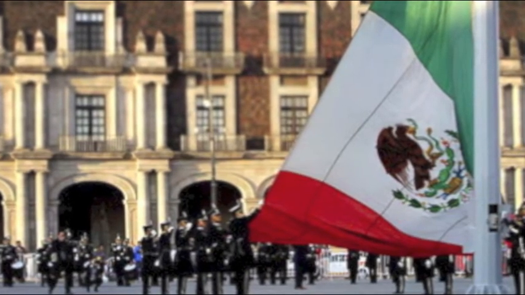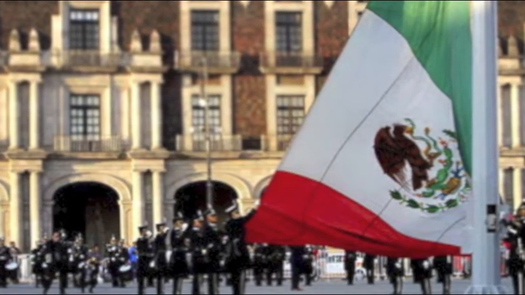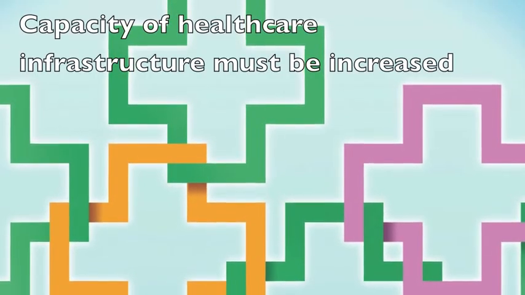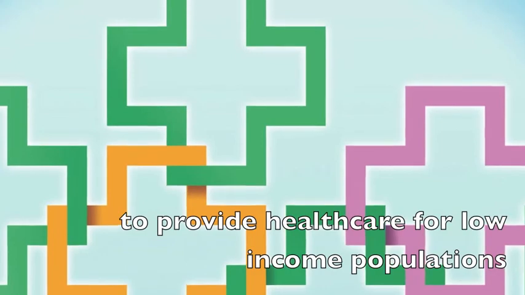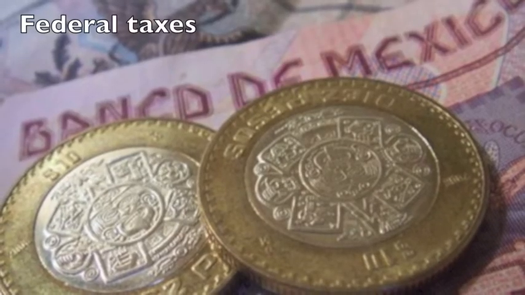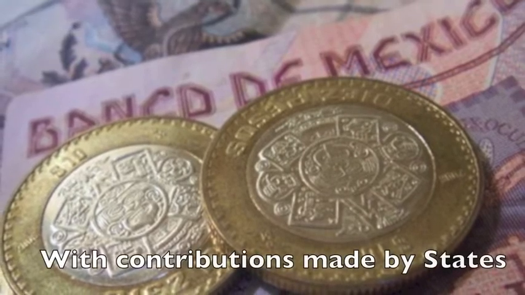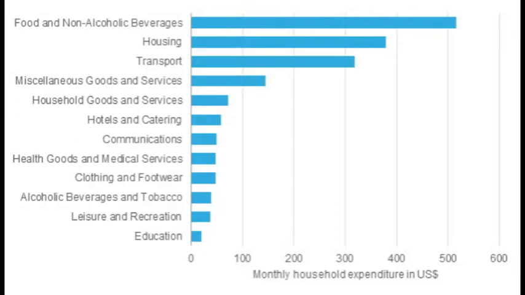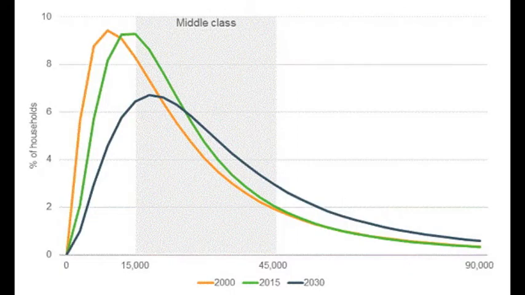This is a step in the right direction. However, more investment is required. The capacity of healthcare infrastructure must be increased to provide medical care to low-income populations. A major source of funding comes from federal taxes, with contributions made by states. Families are to prepay a small premium through a means-tested scale to ensure that the public subsidy takes into account family income. The poorest 20% of families are excused from contribution.